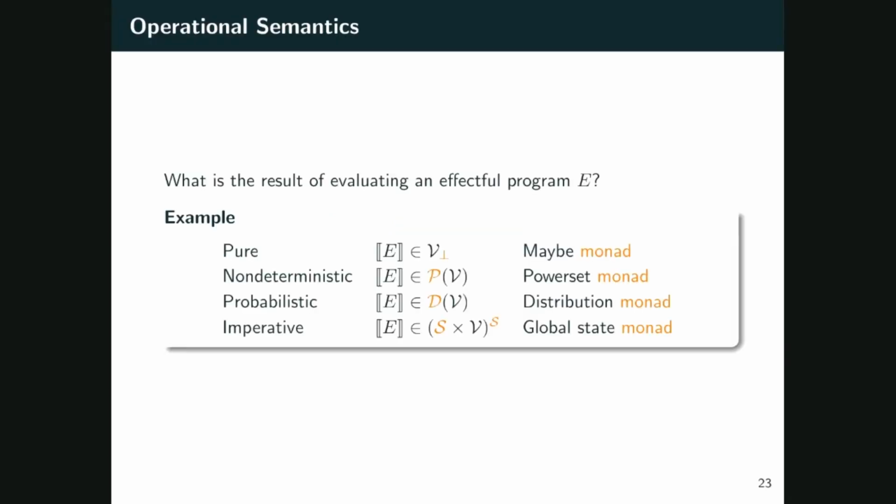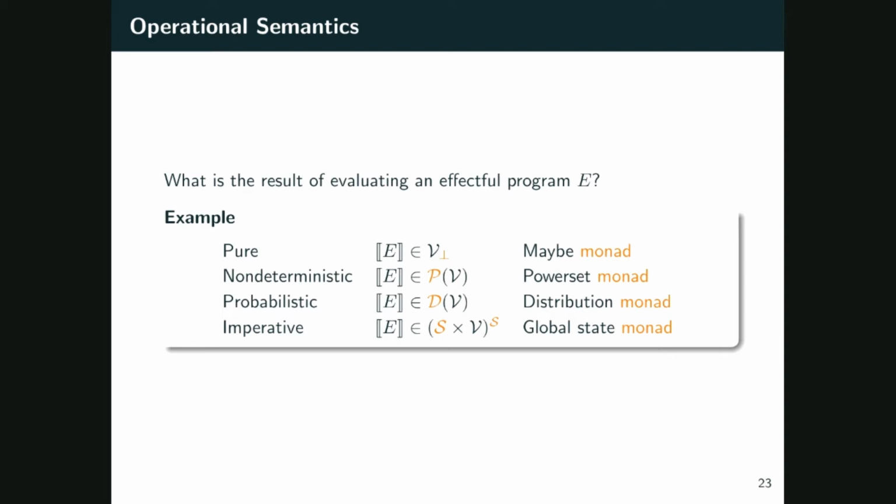All right, now we have the syntax. It's time to give operational semantics, which amounts to answering the question of what happens when we evaluate an effectful program. And to understand how to model the operational semantics, it is useful to have a look at concrete examples. So for instance, suppose we consider a non-deterministic lambda calculus, then we evaluate a program, and what we obtain is a set of values, namely the set of values the program may converge to. And that is modeled using the power set monad.